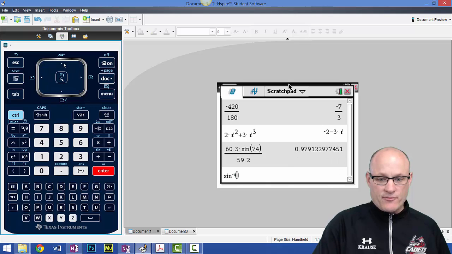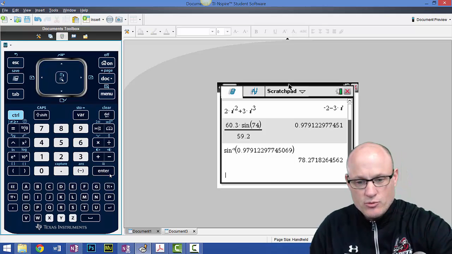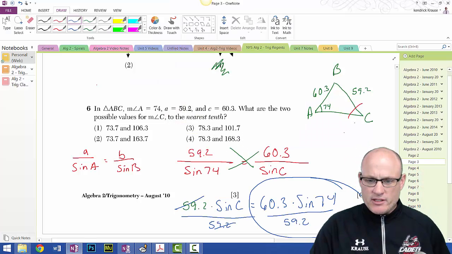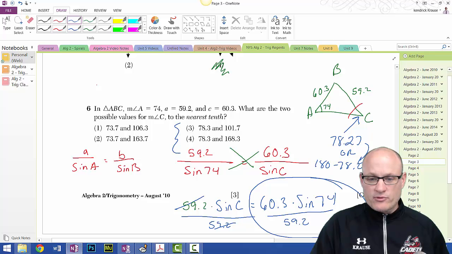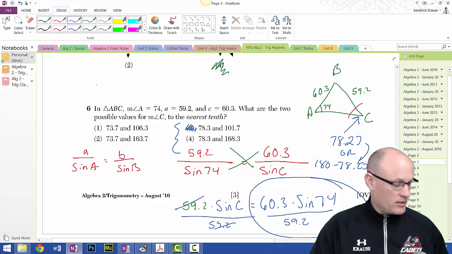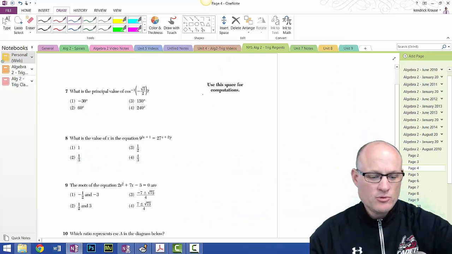I'm not typing that stuff in. I'm going to hit the up arrow. Bam. There it is. 78.27. So C could be 78.27. Or I can do 180 minus this thing. Well, 78.27 is 78.3, so it's one of these. And then what I got to do is take 180 minus 78.27. I think you can see that it's going to clearly be this answer, not the other one. Woo-wee! Yay! Moving on. 7.